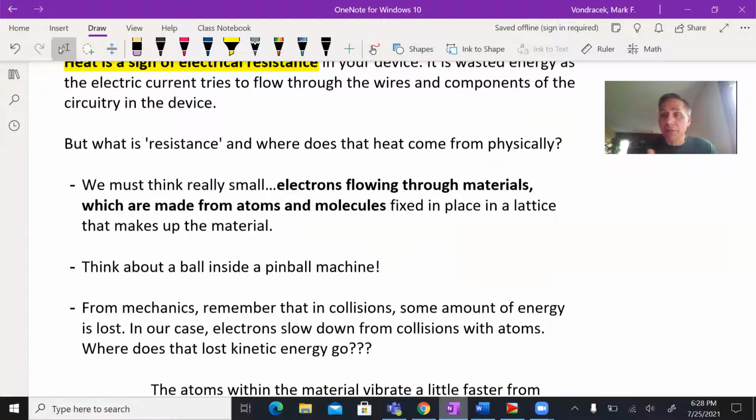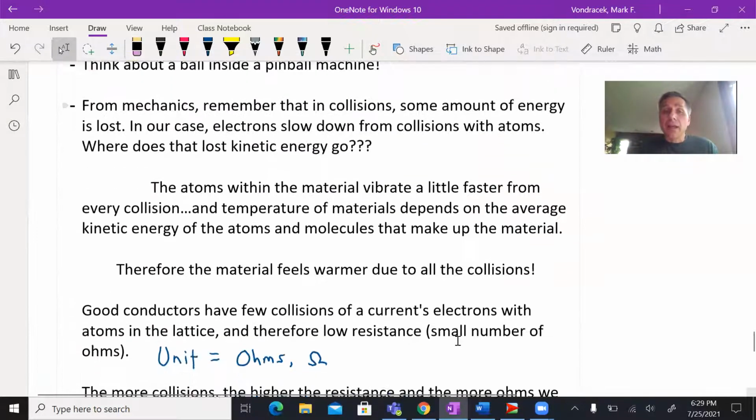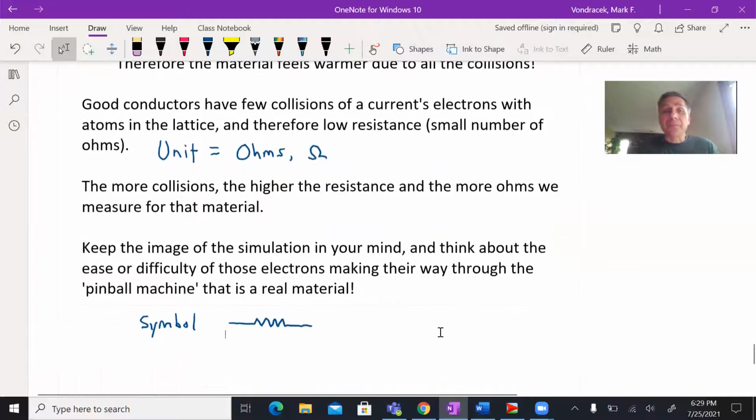And different materials have different properties. Some are low resistors and better conductors. Some are high resistance and what we would actually call a resistor within an electric circuit. That's basically what's going on.